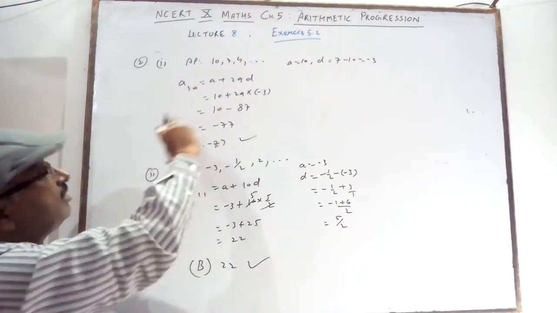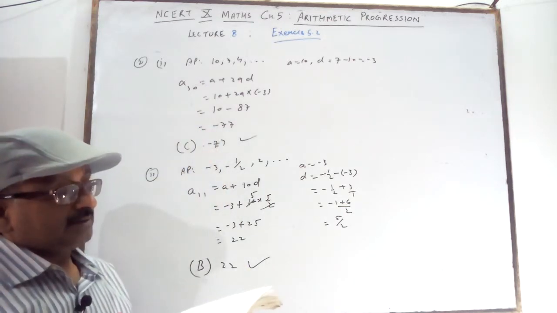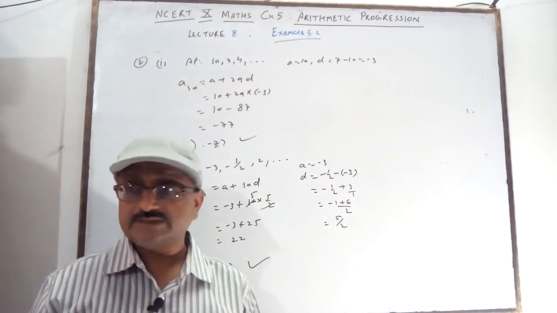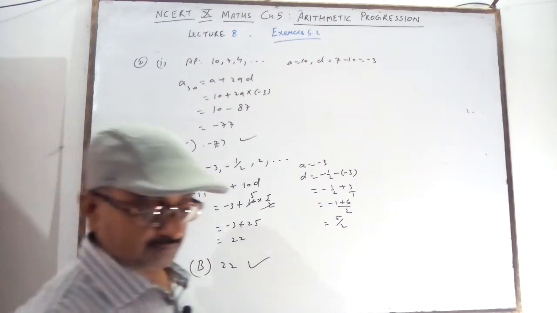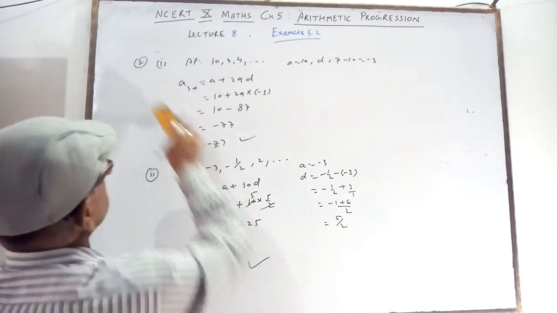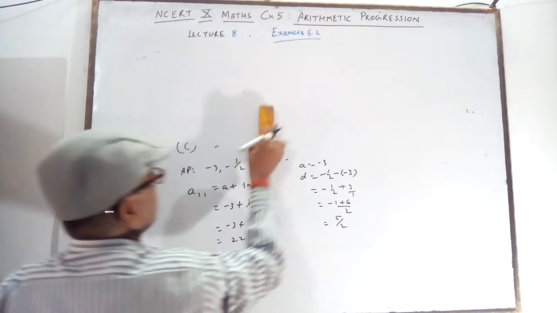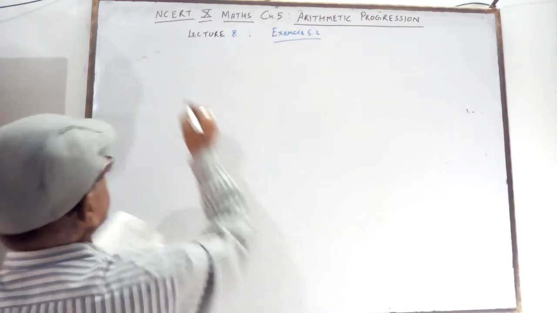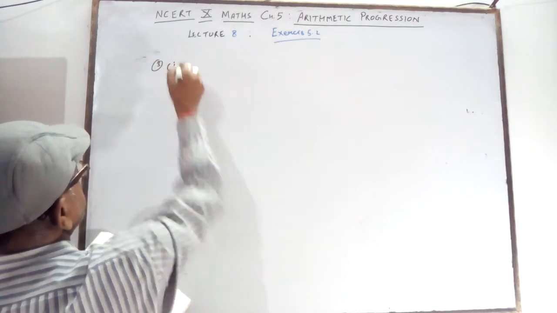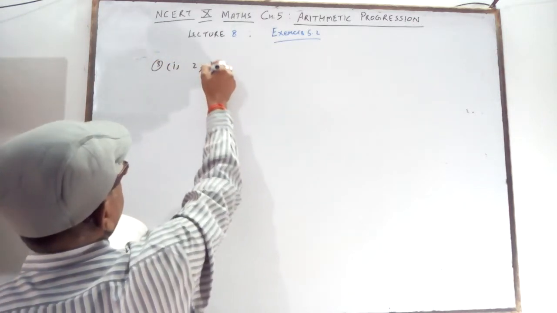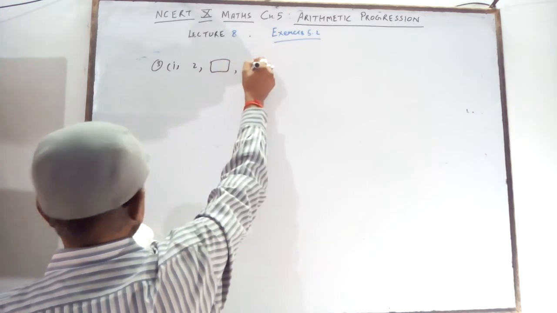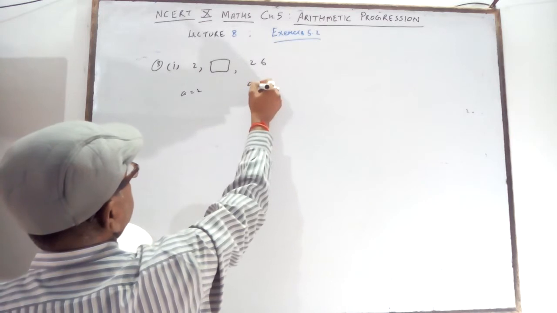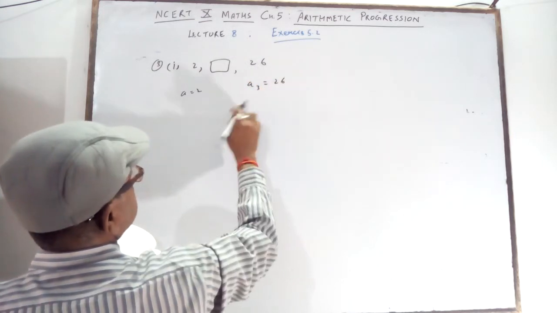So like this you solve and then check. Clearly you will find out. In the following APs find the missing term, question number 3. In question number 3 some APs are given. You want to find the missing term. What is the AP? 2, like this box, 26. a1 is given 2 and a3 is given 26.